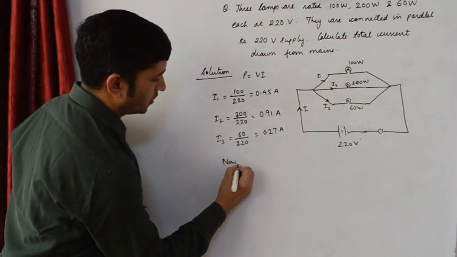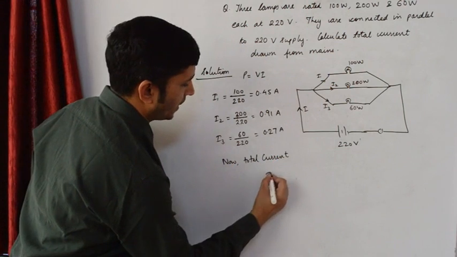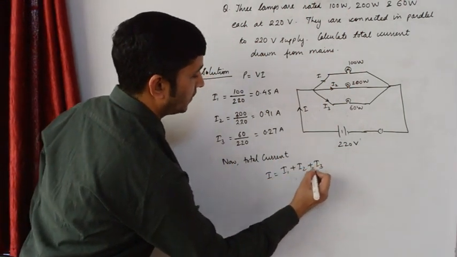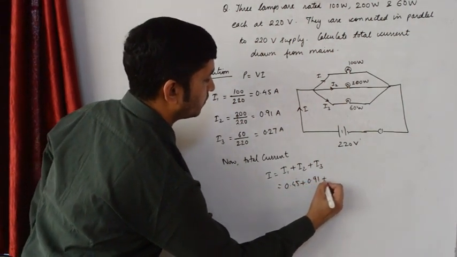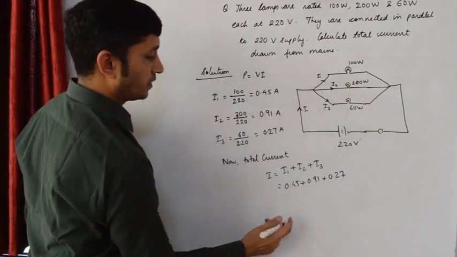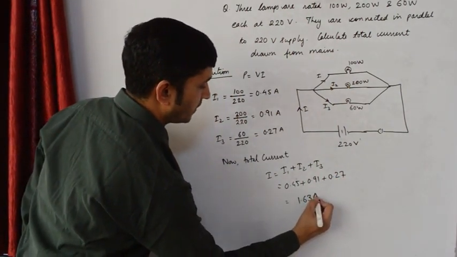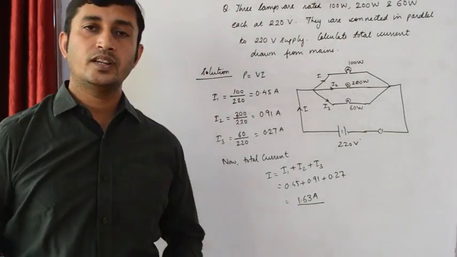Now total current I will be equal to I1 plus I2 plus I3. We can write as 0.45 plus 0.91 plus 0.27. So that will come to about 1.63 ampere. So in this way we can calculate the total current.